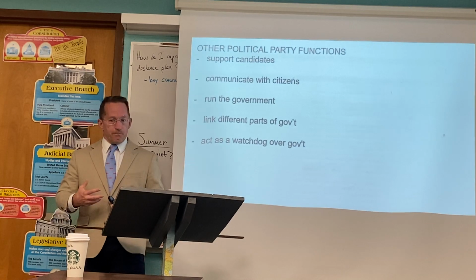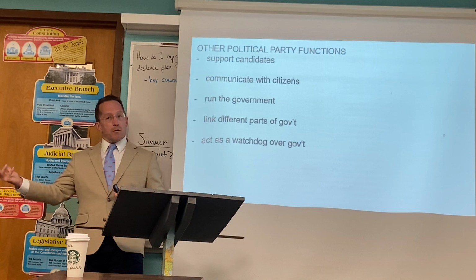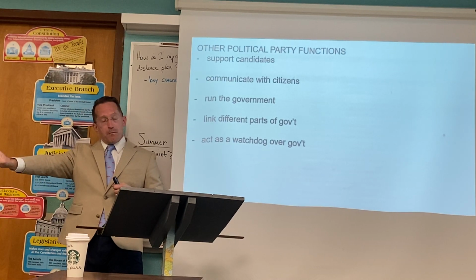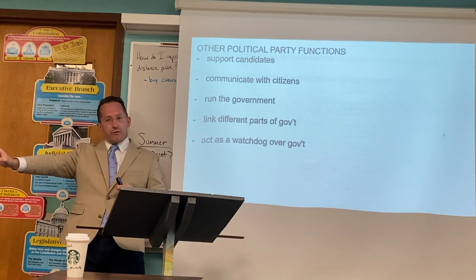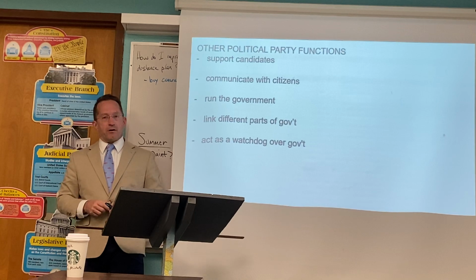And then finally, you act as a watchdog on the other side. So if there's a Republican president, who's going to be laser focused on that Republican president, making sure he or she is doing the right thing? The other parts of the government? The Democrats, and vice versa. All right?